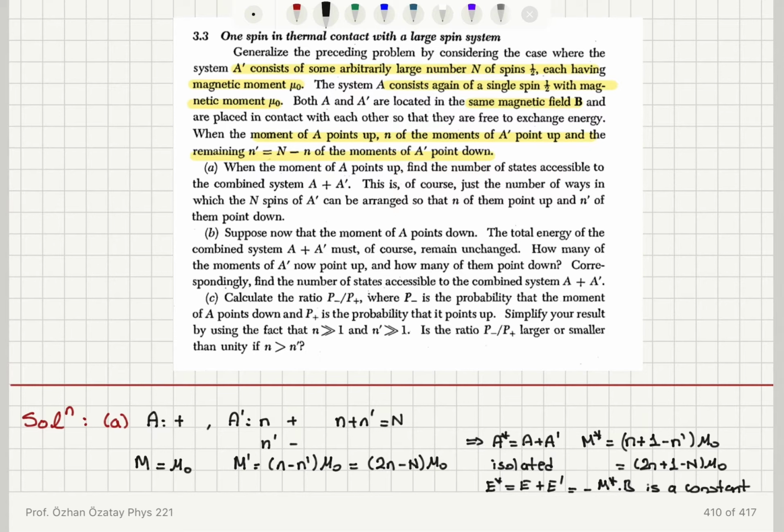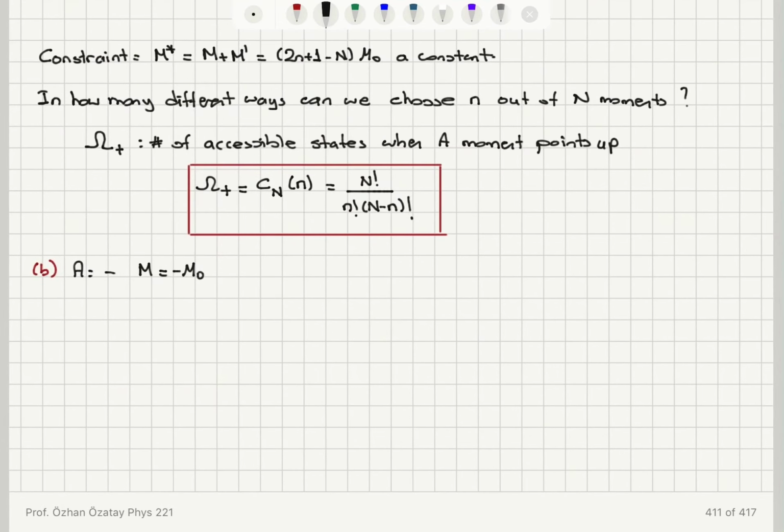How many of the moments of A prime now point up? How many of them point down? Correspondingly, find the number of states accessible to the combined system. Now, when A points up, because M star is a constant, M plus M prime must be equal to M star, which is (2n plus 1 minus capital N) mu 0. So this must be a constant.